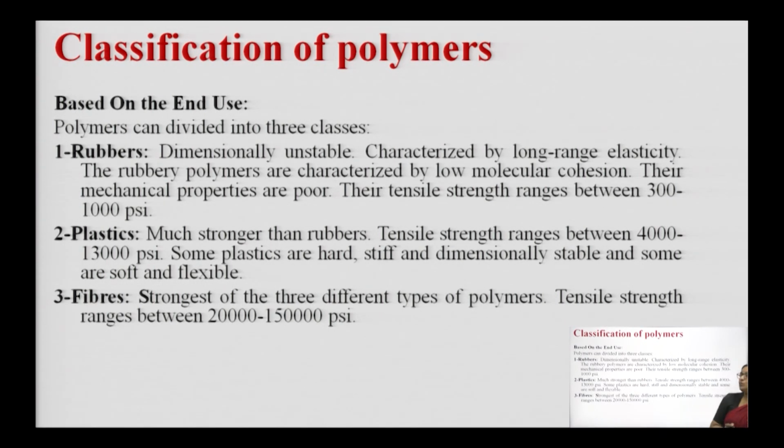Based on the end use, they can be classified into rubbers, plastics and fibers, which mainly differ in their tensile strength. Fibers are the strongest of the three categories, rubbers are soft and elastic, and plastics are stronger than rubbers, but their tensile strength is less than that of fibers.